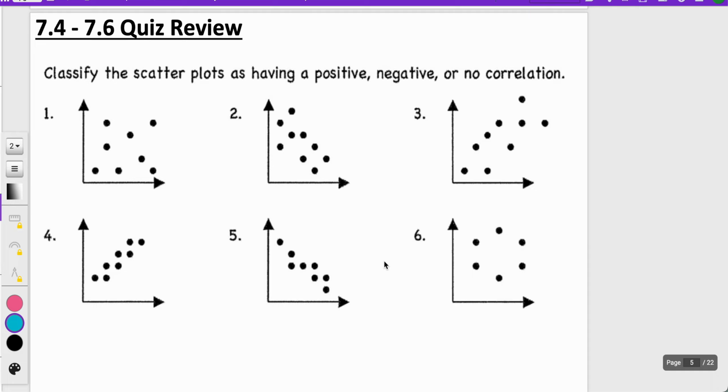Today we're going to be looking at our 7.4 through 7.6 quiz review, so let's go ahead and get started. The first 6 questions are really easy. They're just classifying scatter plots as positive, negative, or no correlation, okay?